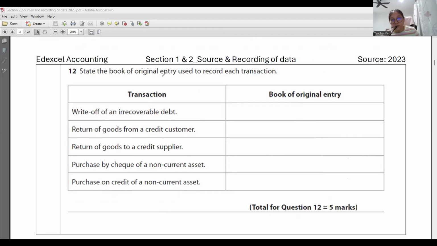State the book of original entry used to record. Book of original entry, book of prime entry. So in Cambridge, we say book of prime entry. We have 7 books. Sales journal, sales return journal, purchases journal, purchases return journal, general journal, cash book, and petty cash book.